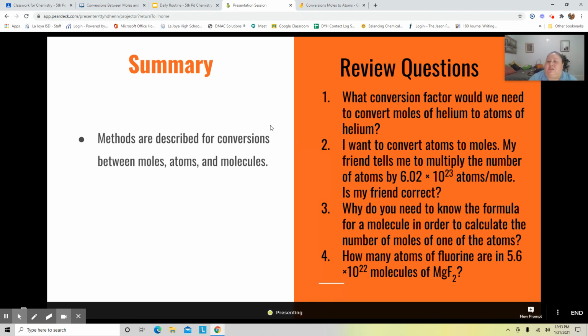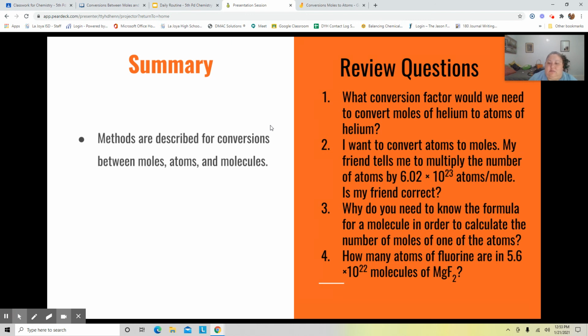Review questions. Number 1, what conversion factor would we need to convert moles of helium to atoms of helium? Number 2, I want to convert atoms to moles. My friend tells me to multiply the number of atoms by Avogadro's number. Is my friend correct? Number 3, why do we need to know the formula for a molecule in order to calculate the number of moles of one of the atoms? Number 4, how many atoms of fluorine are in 5.6 times 10 to the 22 molecules of magnesium fluoride?